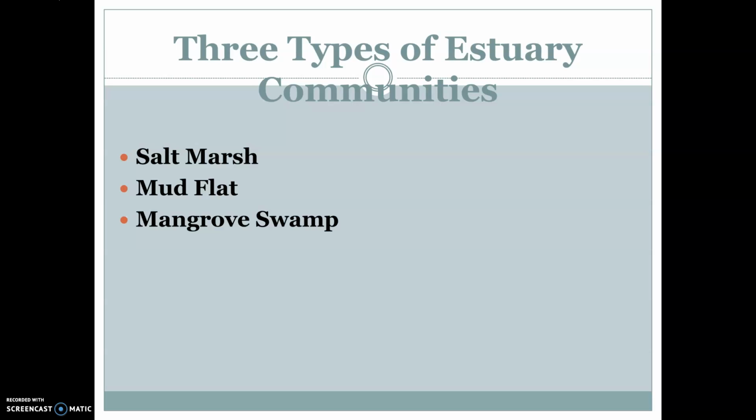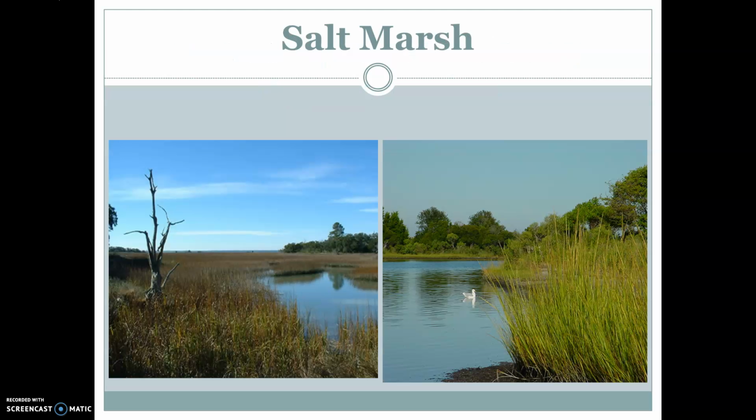So there are three types of estuary communities that we're going to talk about: salt marshes, mud flats, and mangrove swamps. So all of those have different unique characteristics that we're going to go over and talk about each one of them. We're going to start today with salt marshes, and we'll move on to mud flats and mangrove swamps as we move along here. So first we're going to talk about our salt marshes.